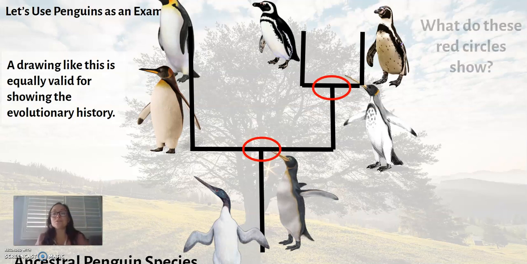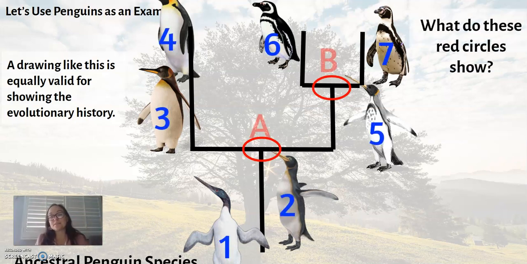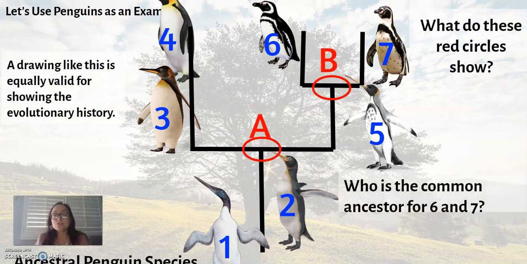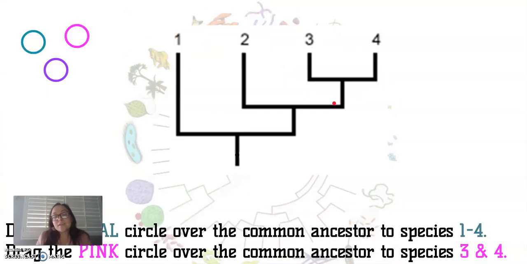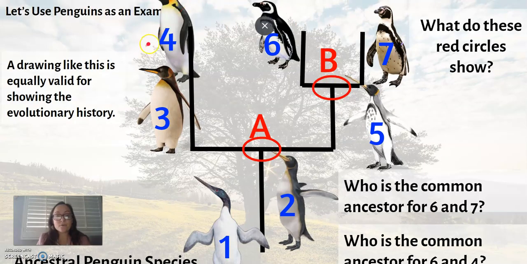Okay. So when we look at these penguins, these circled areas not only represent speciation, but they also represent the most recent common ancestor. So if I were to think about where on this phylogenetic tree is the common ancestor between 6 and 7, it would be part B right here. And then for 6 and 4, A would be the common ancestor.